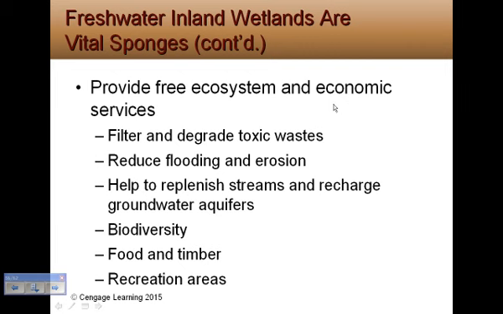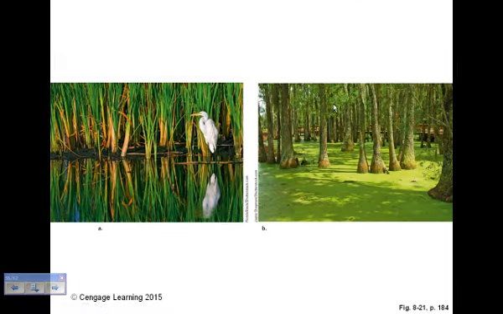Oftentimes, as the wetlands are flooded, the water can percolate down through the soil below them and replenish those aquifers below. Because they are highly productive areas, they do have a tremendous amount of biodiversity, but they also provide us with food, timber, and recreation such as fishing or other types of catch.